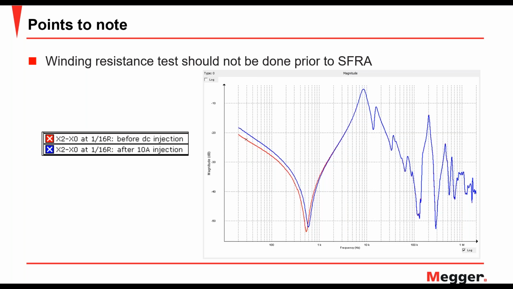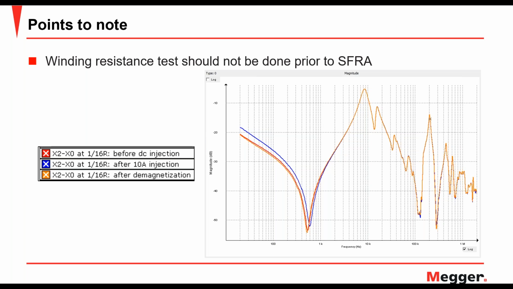And that's the reason why we inject DC current. Now, because we do that, we magnetize the core, and if the core is not restored to its original state, if it's not demagnetized, and then the SFRA test is done, that can result in deviations in open circuit measurements. This is an example to highlight the kind of difference that you can see. The red curve corresponds to the measurement done before doing a resistance test, and the blue one is the curve that we got after doing a winding resistance test. So you can see that there is a shift in the lower frequency range.